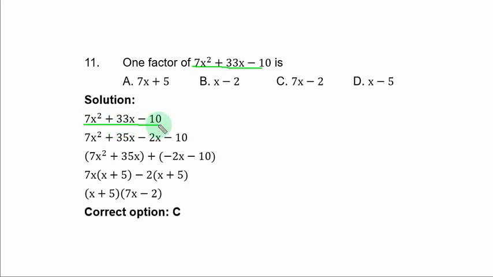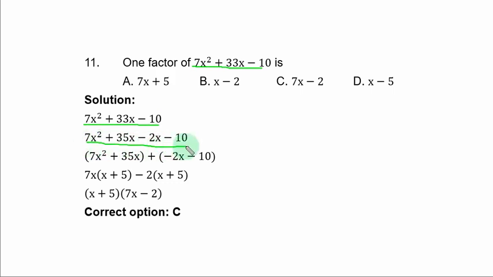By the rule of factorizing, you need to get AC. A is 7, B is 33, C is minus 10. So AC is minus 70. So you look for 2 factors of 70 whose sum is 33 and whose product is minus 70. Such factors must be 35 and minus 2. So you write 35s and minus 2s to replace the middle term.